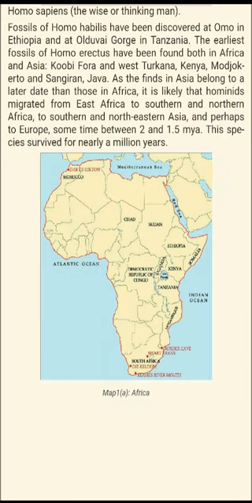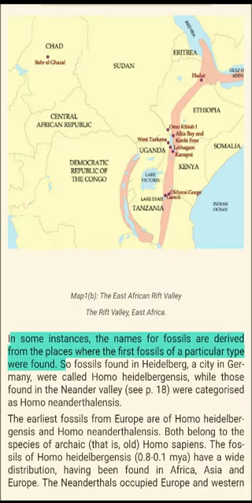Map 1, Africa. Map 1, B, the East African Rift Valley, the Rift Valley, East Africa.